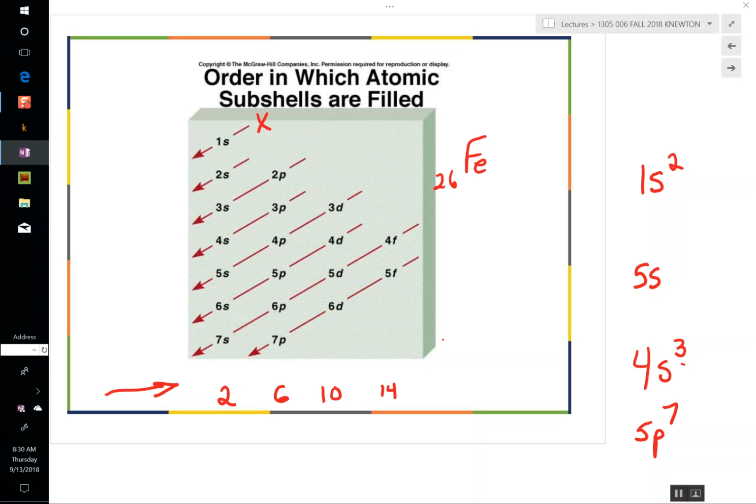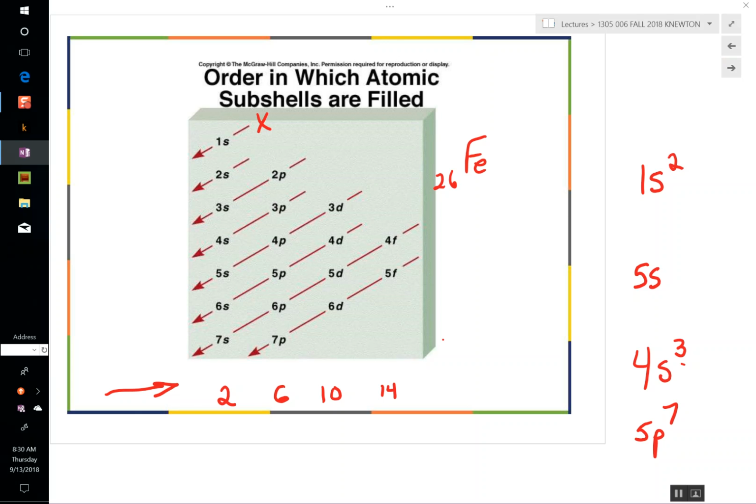Bromine: 1s2, 2s2, 2p6. You can see this gets pretty monotonous. They're all kind of starting there. 3s2, 3p6, and then we go to the 4s2, 3d10. Now we're coming in. We've got the 4s2 filled. Now we have to fill the 3d10, and then we have 4p5. And that adds up to 35 electrons. Good.